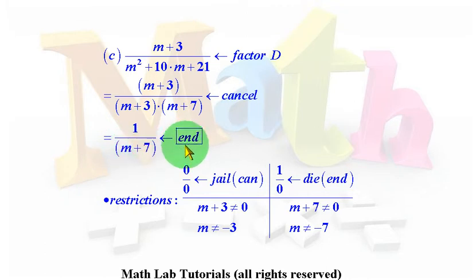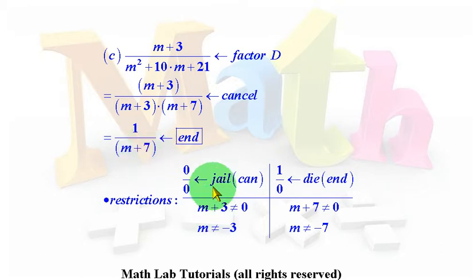And as indicated previously, this appears to be the end of the problem. In other words, the original rational expression simplifies to 1 all over m plus 7. However, it's not quite done. You must impose restrictions. Okay.